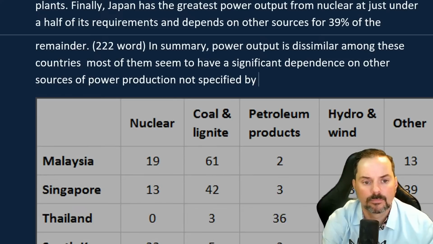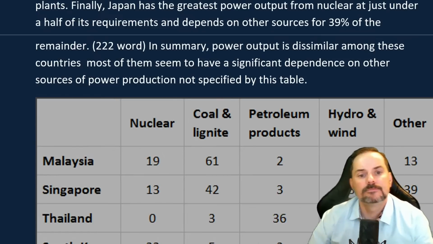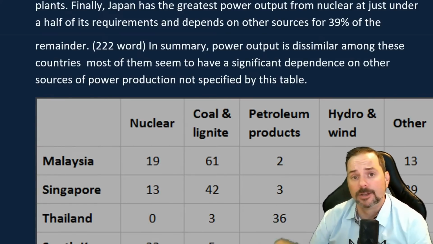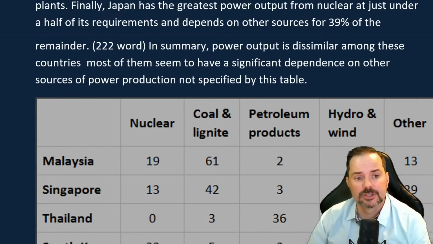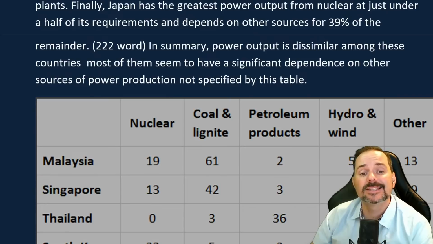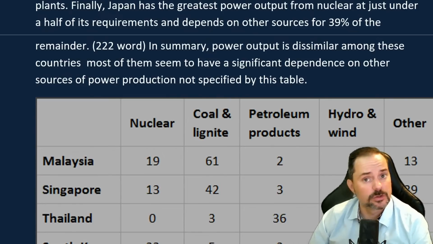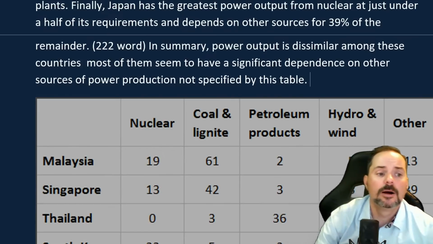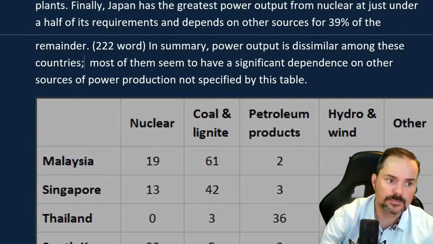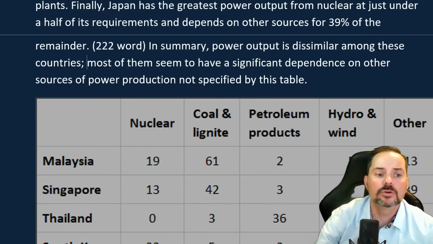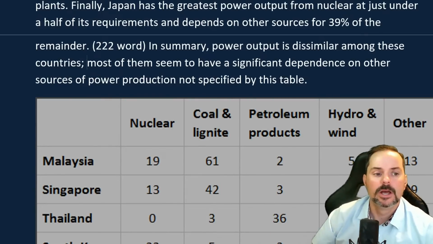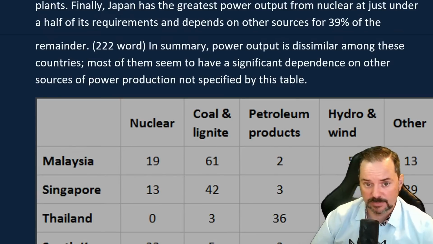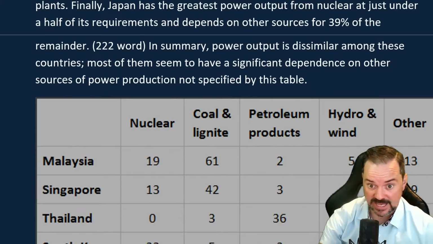All right, that would be my summary, okay, if I'm giving a presentation to power companies here. So in summary, power output is dissimilar among these countries. So it's not similar, right? It's different. It's dissimilar. Among these countries, most of them, let's put a semicolon there, most of them, or you could put a period as well, most of them seem to have a significant dependence on other sources of power production not specified in this table.